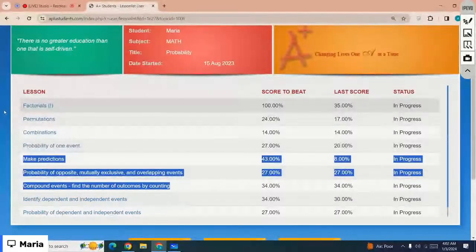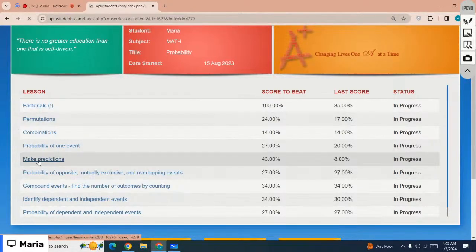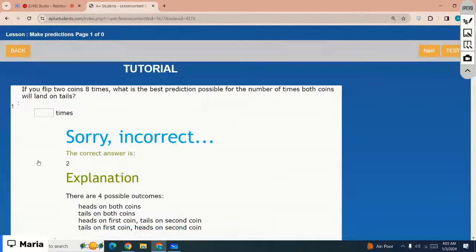Here I'm on grade 6 math. The chapter we're working on is probability. Let's just start with the lesson, that is make predictions. Okay, so if you flip two coins 8 times, what is the best prediction possible for the number of times both coins will land on tails, right?